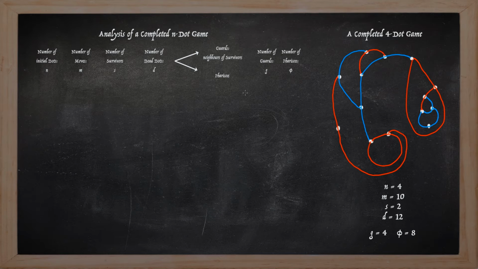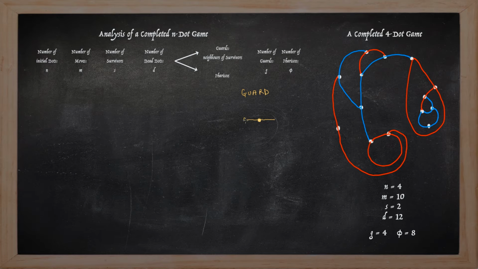Now I want to look at the concept of a guard in slightly more detail, because it's a subtle one. Remember, a guard is a dead spot that's a neighbour of a survivor, or one of the surviving live dots. So suppose this is a survivor. Now necessarily a survivor must have only one life left. If it had 2 lives, for instance, you could have looped and another move would have been possible. And we're now analysing a completed game where no more moves are possible. So a survivor has 1 life.